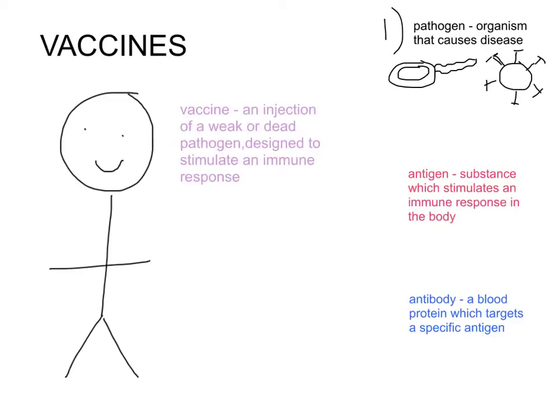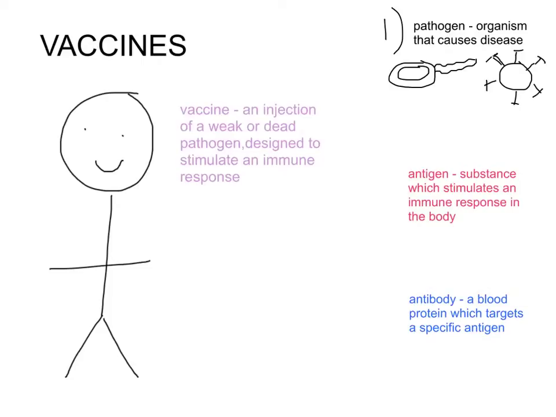And what we're doing with the vaccine is injecting a weak or dead version of that. So when I say weak, what we mean is it's been attenuated. Now attenuated means made less harmful. So it's a weakened version, or dead, in which case it may have just been heated to a very, very high temperature to kill it. But you could also use a product of the pathogen. So if the pathogen produces a particular toxin, you could also give that and it would still bring about the same response. So a vaccine, an injection of a weak or dead pathogen, which is an organism that causes disease, designed to stimulate an immune response.